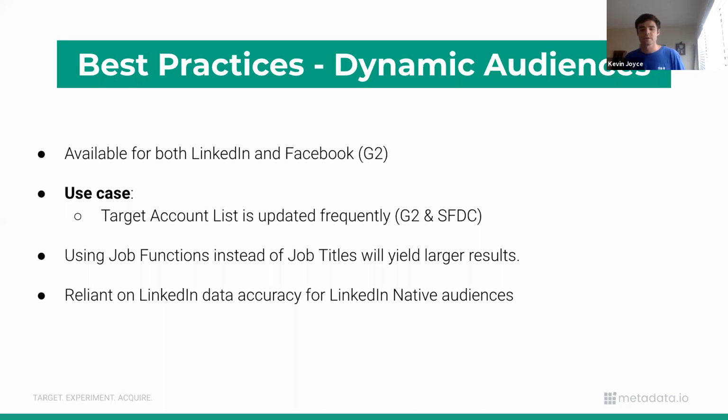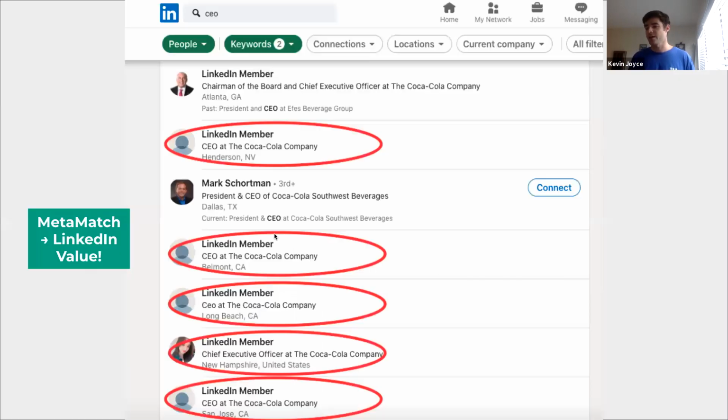Also keep in mind that when you're using dynamic LinkedIn native audiences, that data is not perfect either. You definitely have some really high quality data on LinkedIn, but it's still best to test the static MetaMatch audiences to see which has higher quality. Just for a quick example, I looked up the CEO of Coca-Cola on LinkedIn, and I had no idea that Coca-Cola had so many CEOs, but I guess it's just the nature of self-selecting your job title on social media. So keep that in mind.